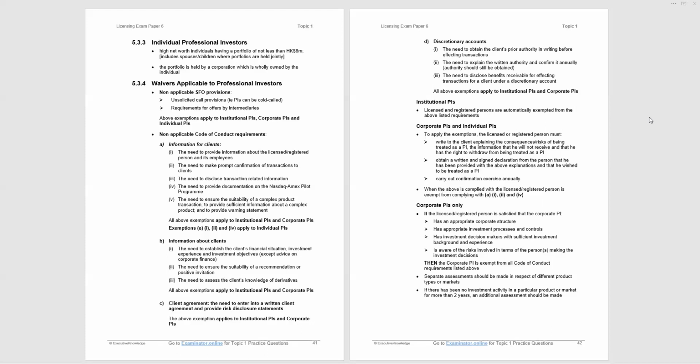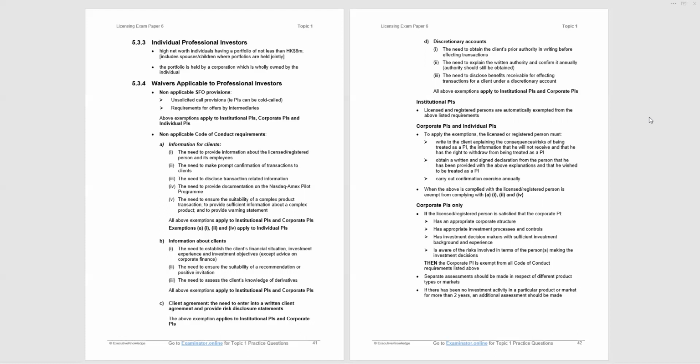Then the non-applicable code of conduct requirements are listed. Information for clients, information about clients, client agreement, the need to enter into a written client agreement and provide risk disclosure statements, and waivers with regard to discretionary accounts. Now, please read through that material, but it's unlikely you're going to be examined on that detail. I'm going to show you in a moment what you can be examined on at paper 6. Now, there are different combinations, and I've shown those in bold.